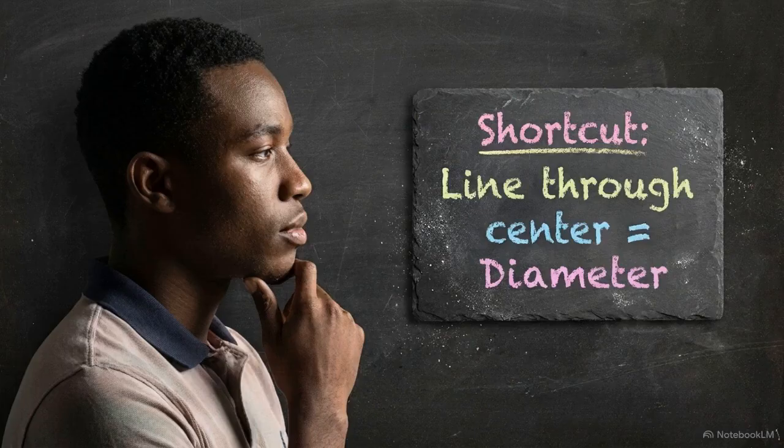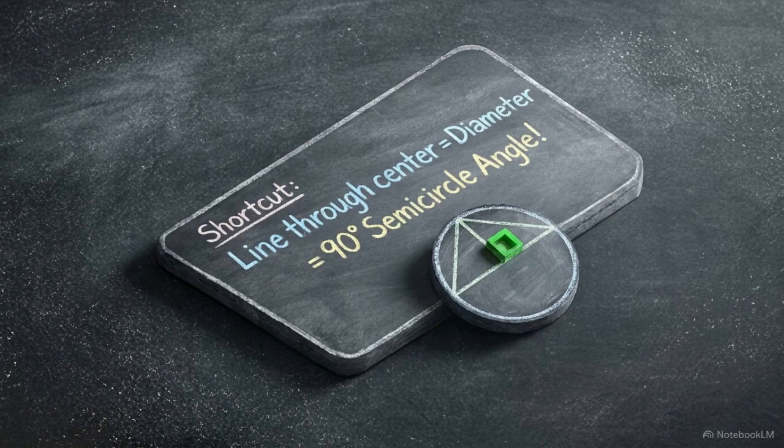math. Here is a quick tip for exam day. Whenever you see a line passing through the center of a circle, immediately check if it forms a triangle with a 90-degree angle on the circle's edge.